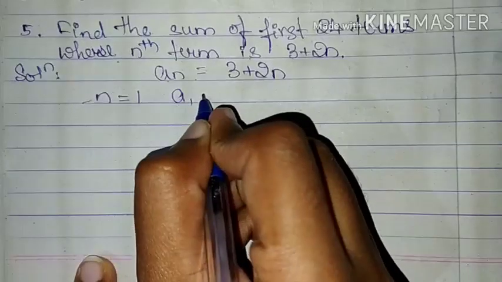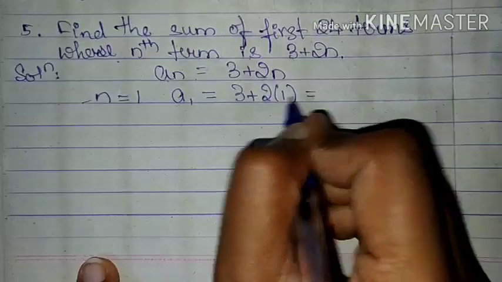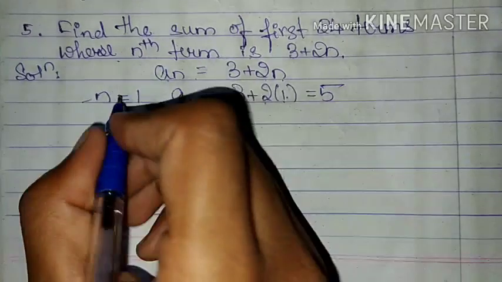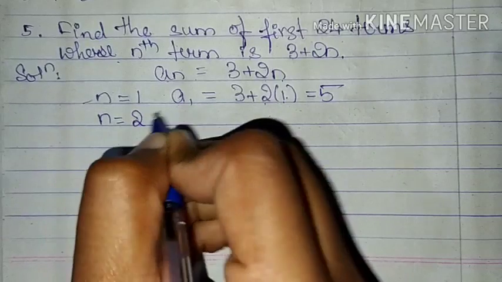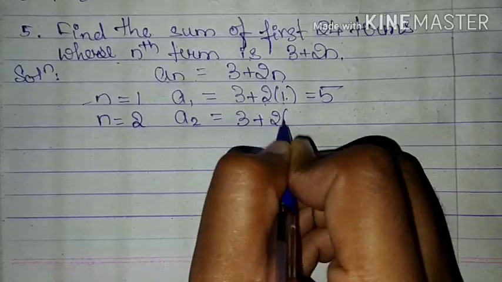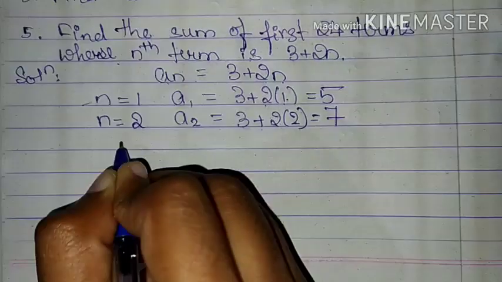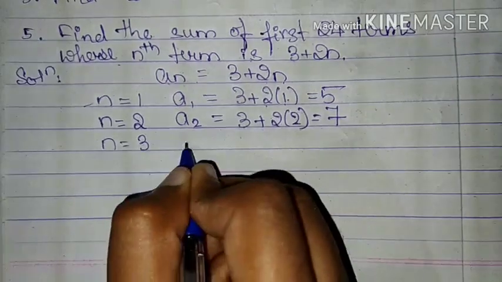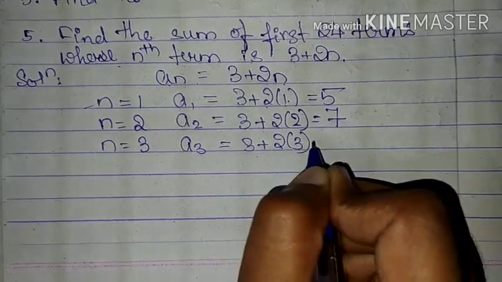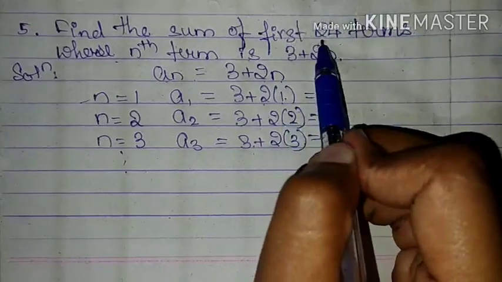a1 is equal to 3 plus 2 into 1, because 2 into n. 2 ones are 2, plus 3 we get 5. Now n is equal to 2. So a2 is equal to 3 plus 2 into 2, which is nothing but 2 twos are 4, 4 plus 3 is 7. Now n is equal to 3. So a3 is equal to 3 plus 2 into 3. So 2 threes are 6, plus 3 is 9, and so on up to the 24th term.